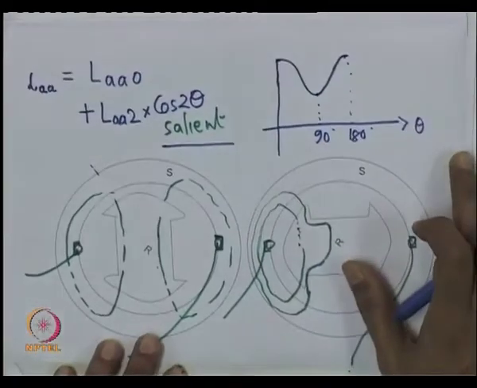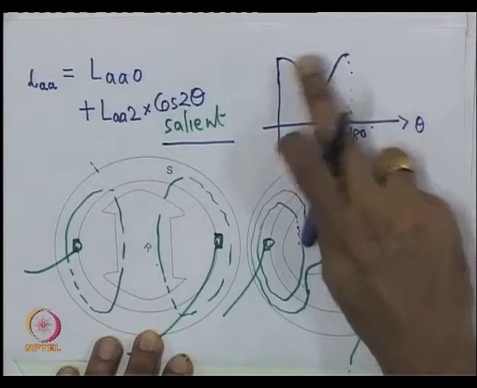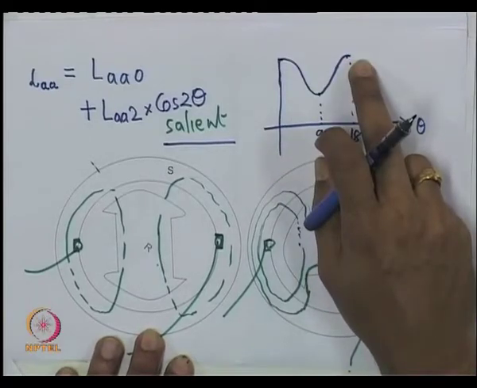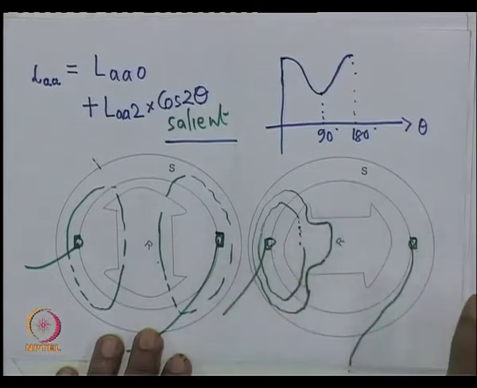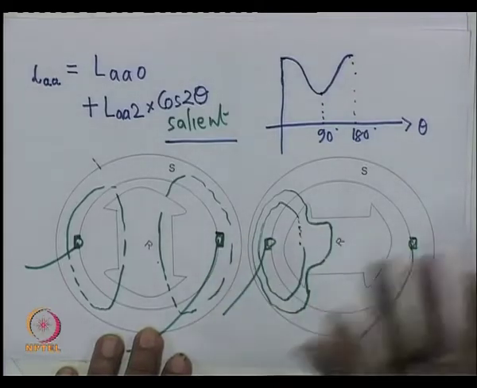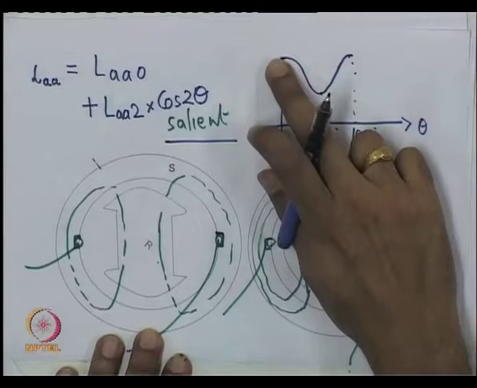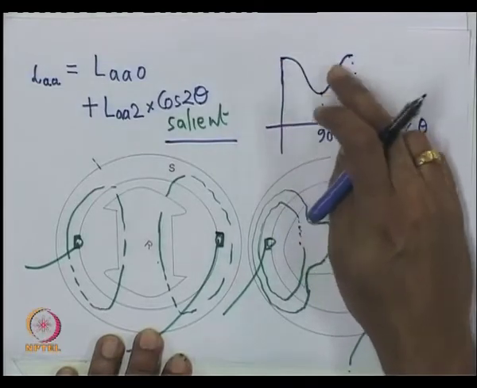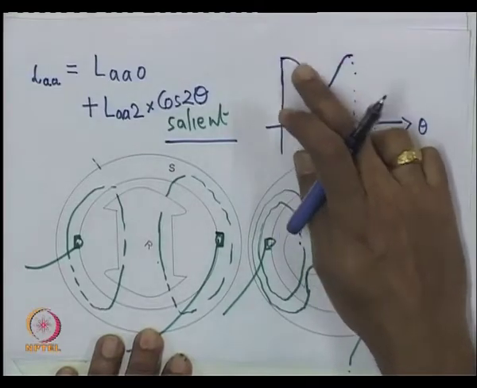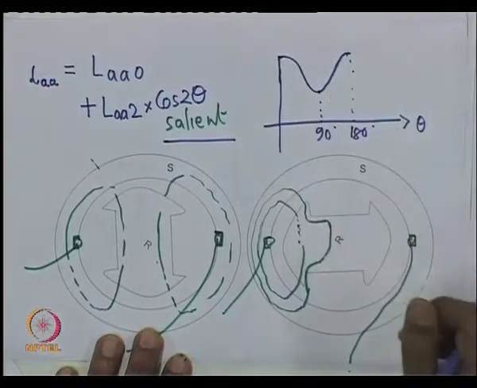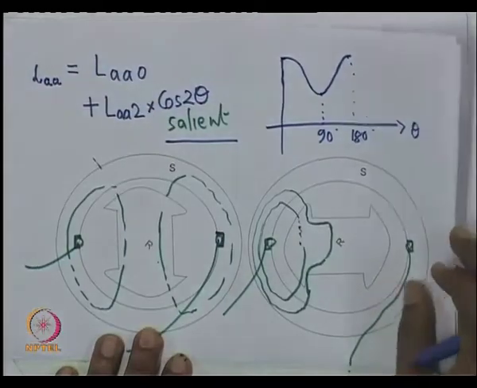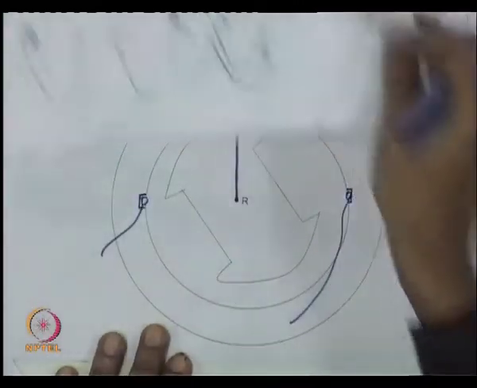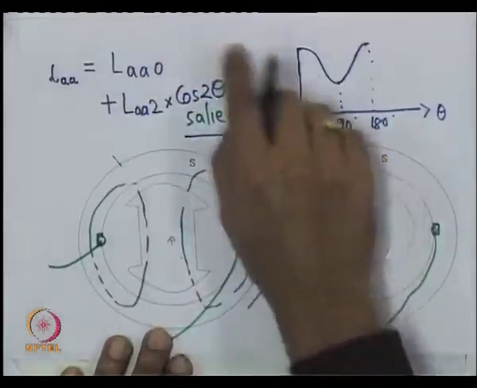In fact, of course, I have not proved it should be a sinusoidal or cosinusoidal variation, but this follows if you assume that the MMF is actually distributed sinusoidally. MMF, fluxes, etc., all distributed sinusoidally. You will find that this is the kind of thing you can expect. So, your self inductance term will look like this.